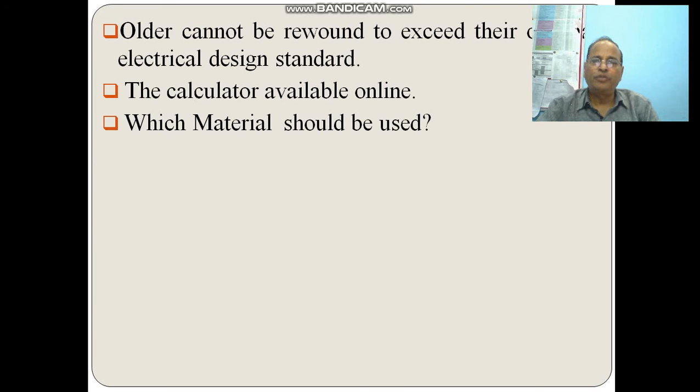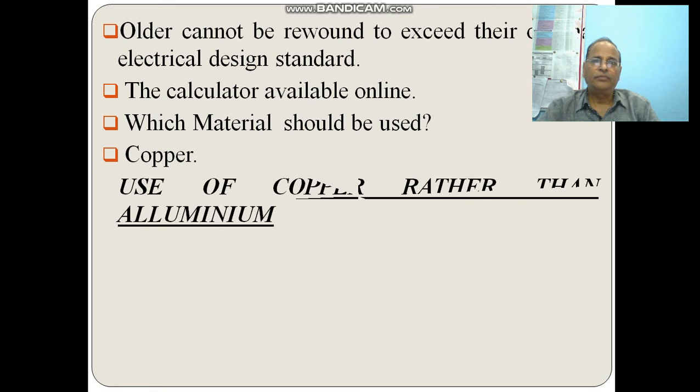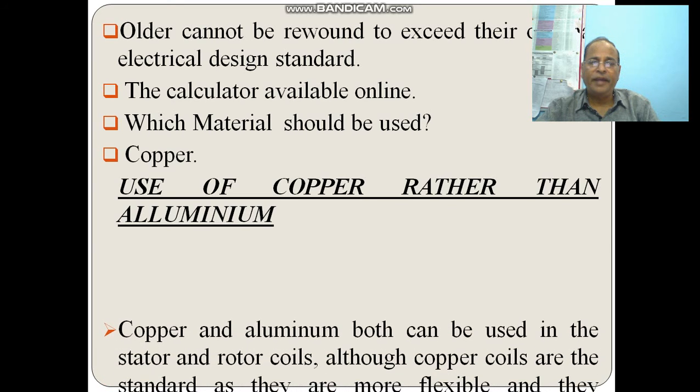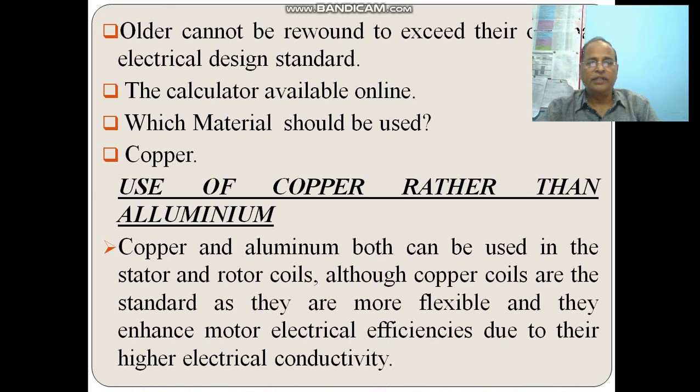Which material should be used? Copper. Copper is the material which is used for energy efficient motors. Use of copper rather than aluminum may be the question in your mind, so for that we are discussing here. Copper and aluminum both can be used in the stator and rotor coils, although copper coils are the standard as they are more flexible and they enhance motor electrical efficiencies due to their higher electrical conductivity.